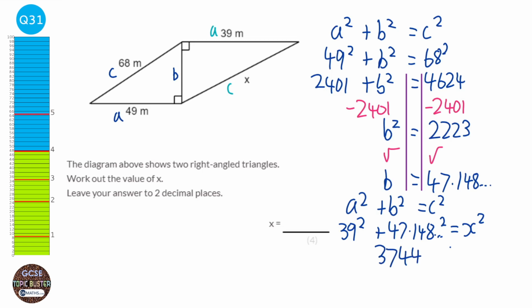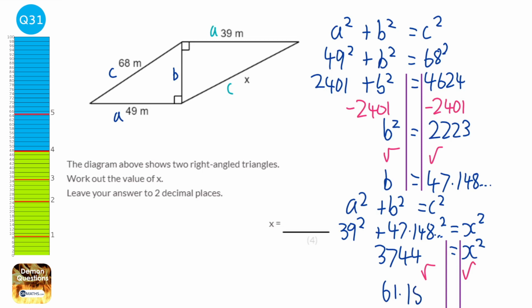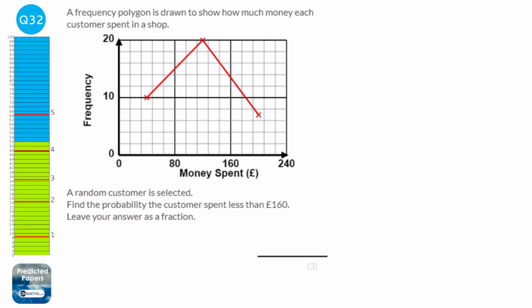And that will be 3,744 equal to x squared. And we'll just get our lines in because we need to square root both sides, and we get 61.188, and so on, is equal to x. It says it wants it to two decimal places, so that will be 61.19.